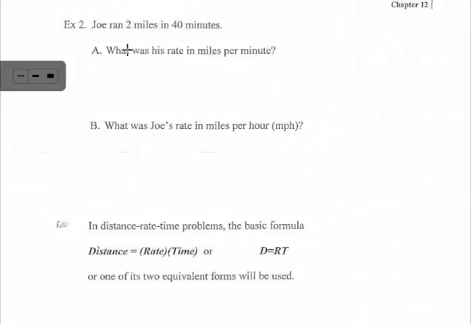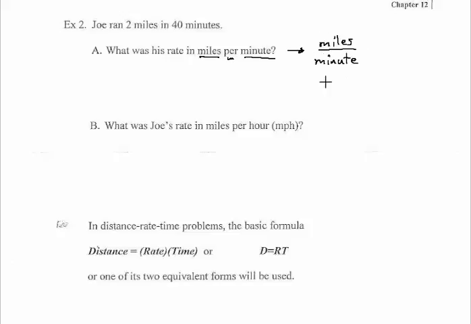Next page, we have example 2. It says Joe ran 2 miles in 40 minutes. We have a couple of questions. What is his rate in miles per minute? Whenever the word per is used, it simply means that the first unit goes on the top and the second one goes on the bottom. So this is the way we're going to set up our ratio, miles per minute, or our rate, you could say. So 2 miles goes on top.